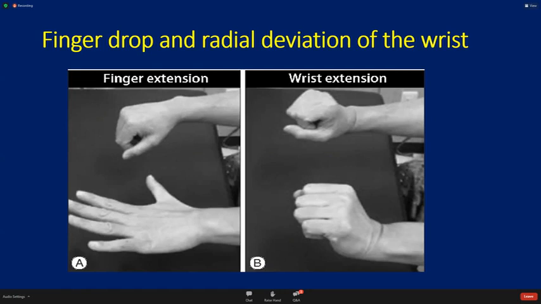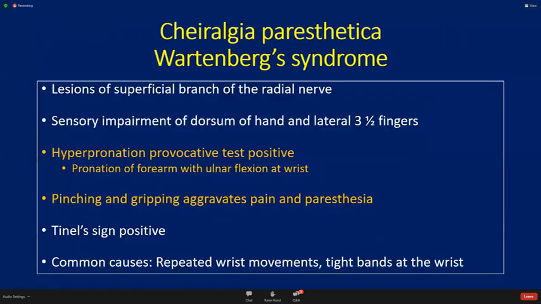So the finger drop and radial deviation of the wrist on attempted extension will help in differentiating a PIN palsy from a radial neuropathy. If you have pure involvement of the sensory branch of the radial nerve, it is called cheiralgia paresthetica, also known as Wartenberg syndrome.